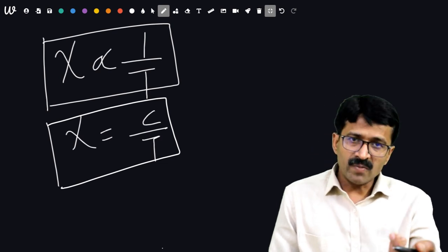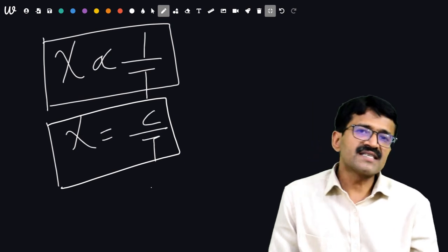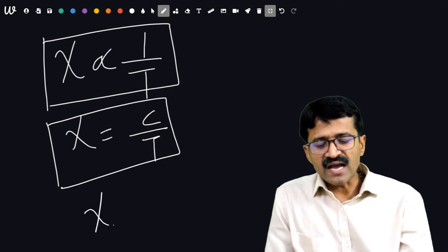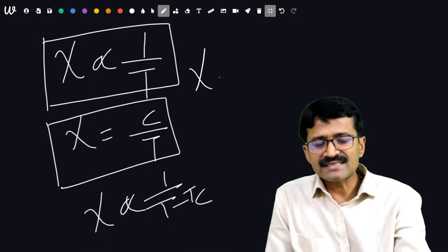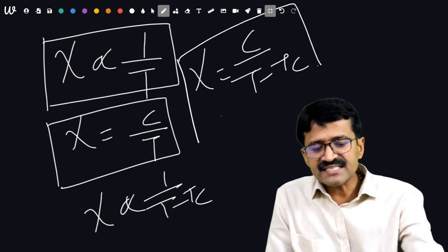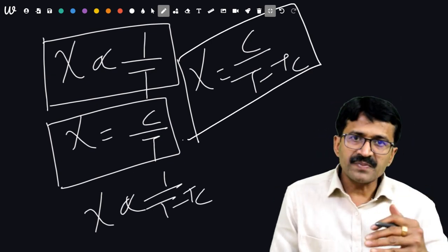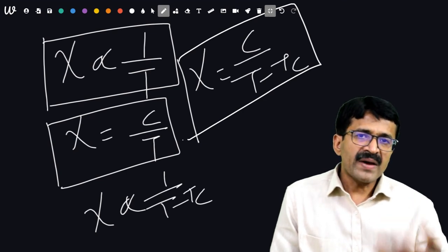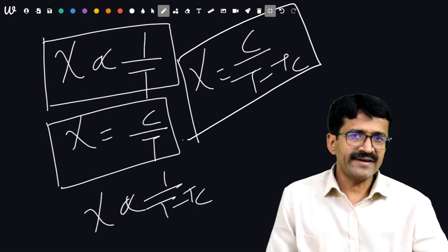What about ferromagnetic substances? For ferromagnetic substances, magnetic susceptibility is given by the Curie-Weiss law, and this law is chi proportional to 1 upon T minus Tc, that is chi is equal to C upon T minus Tc. Tc is Curie's temperature, the temperature below which the material remains ferromagnetic, above which the material remains paramagnetic. This is all about the types of magnetic materials.